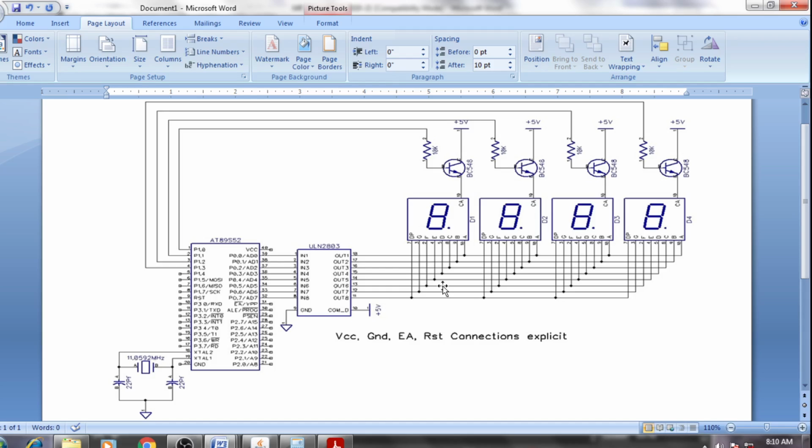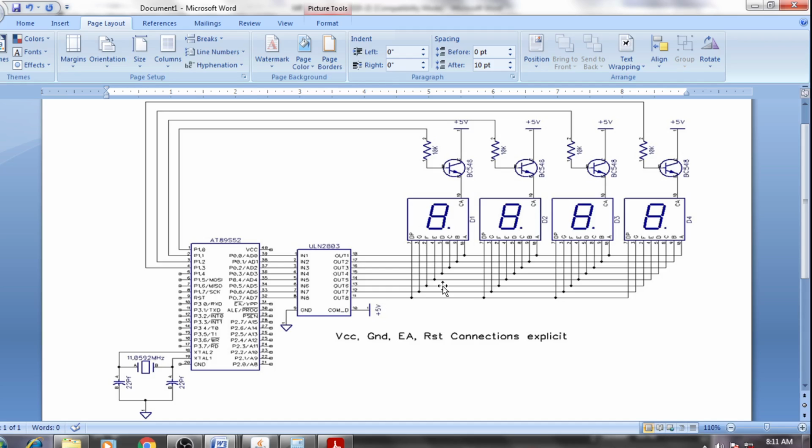The question is how you can turn on that segment. So remember, when the base of the transistor is 0, at that time the transistor is off. And when the base of the transistor is 1, at that time the transistor is on. So in most cases here, 4 lines are taken from the microcontroller port.